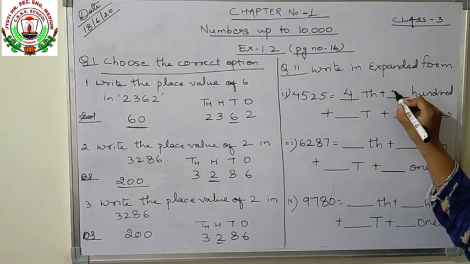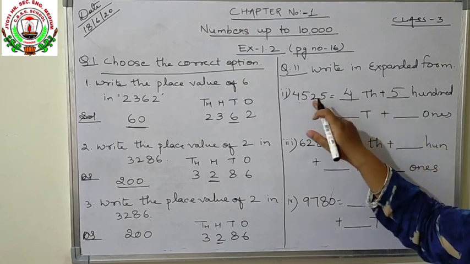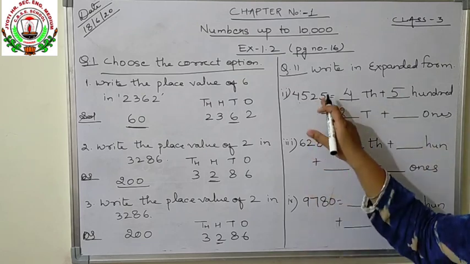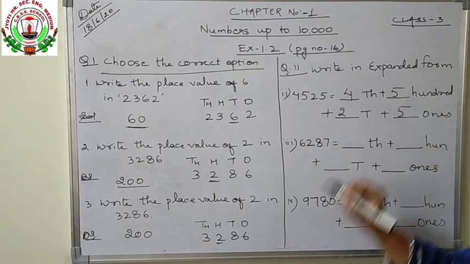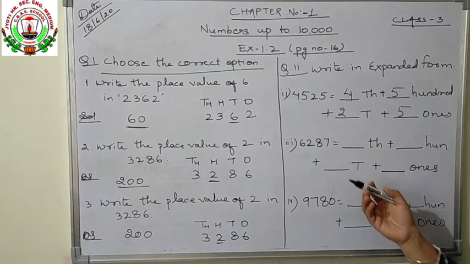Then 5 is in the 100 place, 500. Then 2 is in the tens place. So we will write here 2. 5 is in the ones place. So we will write here as 5. Next question is also like that.